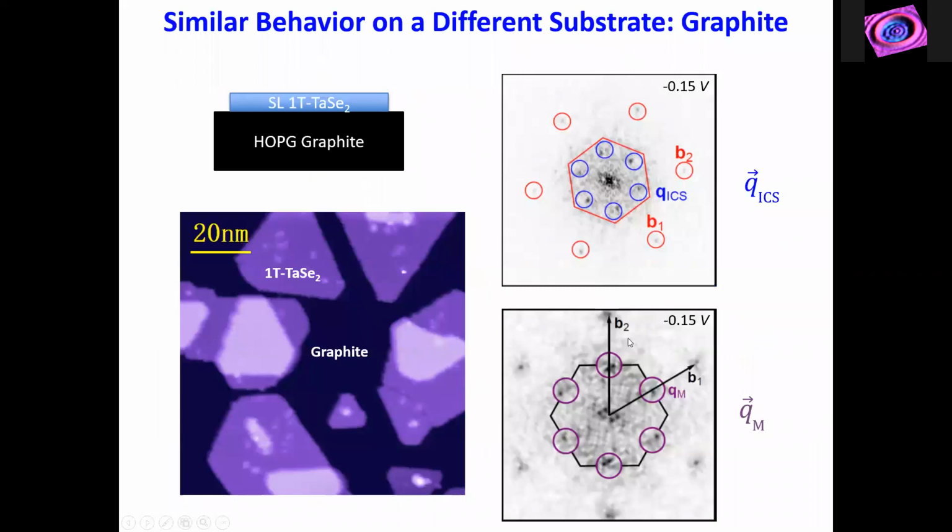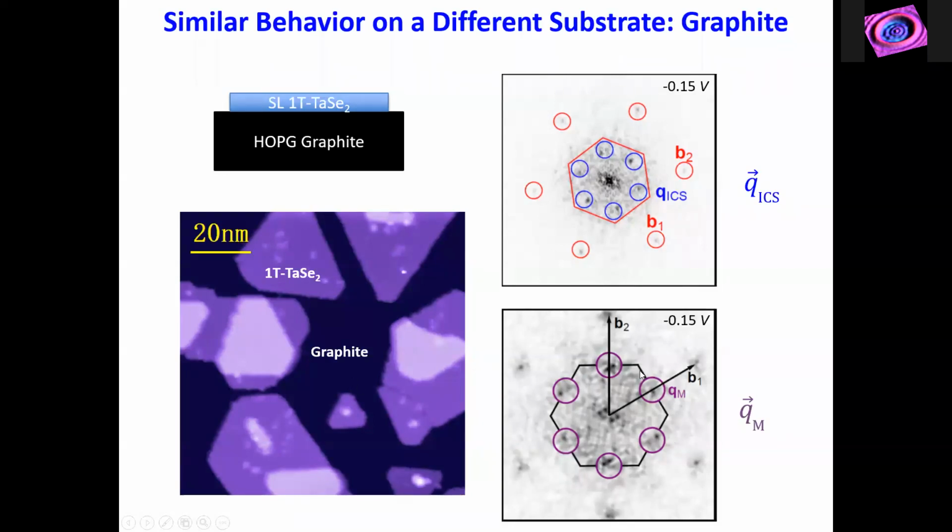Now, when we saw that behavior, we thought it was really weird. We thought maybe it was just some strange substrate effect because of the silicon carbide lattice. There are weird reconstructions at the interface of silicon carbide and graphene. And we thought maybe it was due to that. And so we did the whole experiment all over again on HOPG graphite, which has no weird reconstructions. And we saw the same effects again. So here, when we grew the single-layer TaSe2 on HOPG graphite, again, we see the ICS, the long wavelength modulations. But on graphite, we also saw an additional feature.